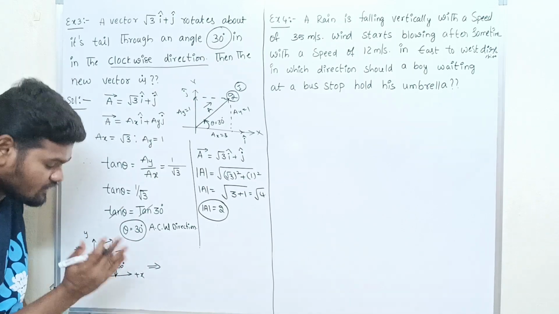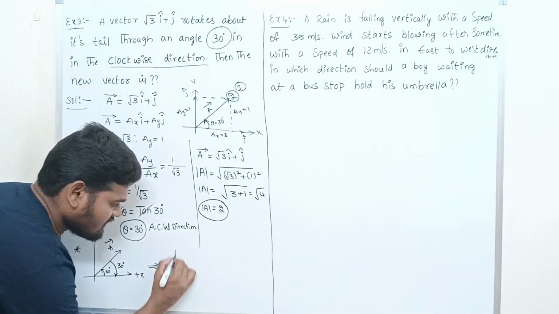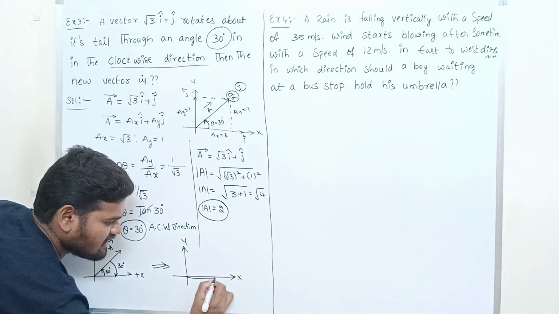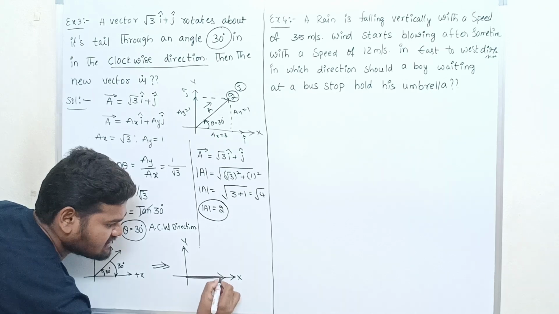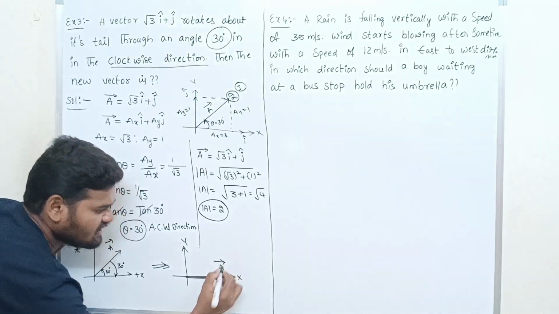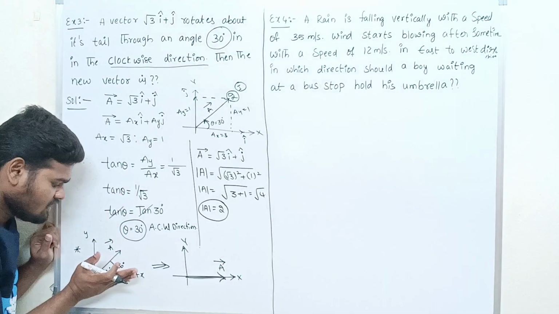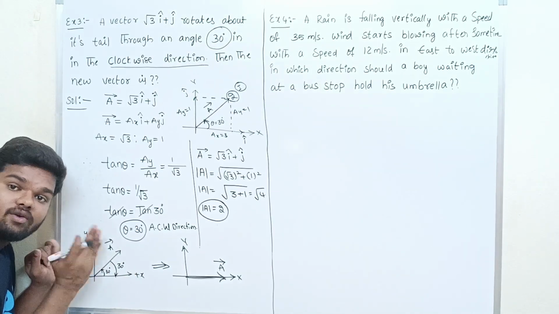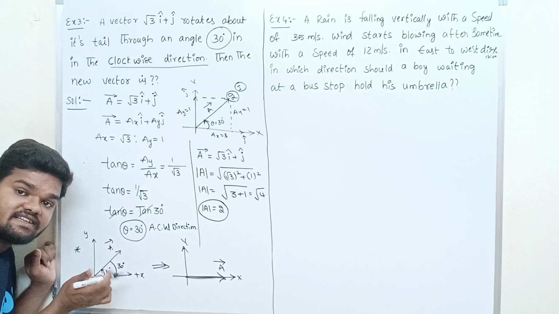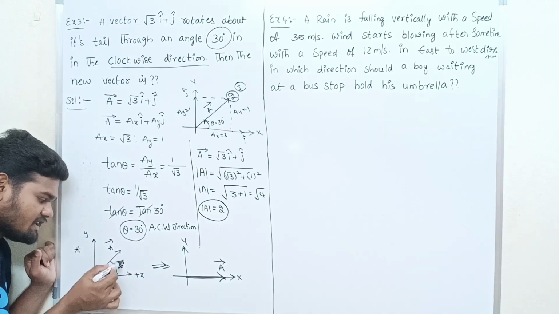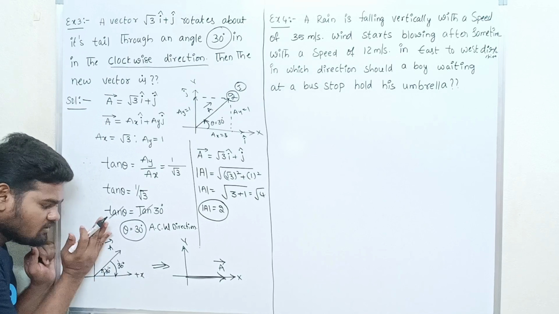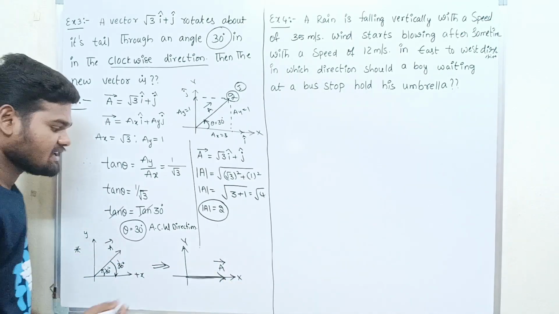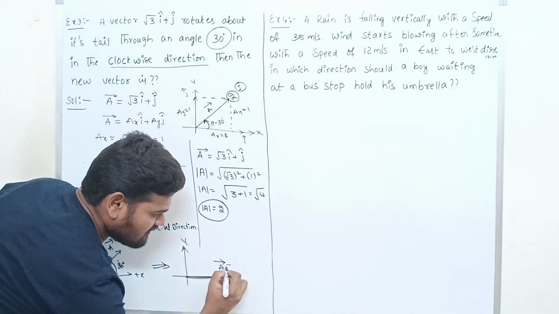30 minus 30 is 0. Now this a bar vector lies on the positive x-axis. So this is the new position of the a bar vector. Initially it is at 30 degrees in the anti-clockwise direction. They rotated it with 30 degrees in the clockwise direction. So anti-clockwise 30, clockwise 30, overall the angle is 0. Now this a bar vector is on the positive x-axis.